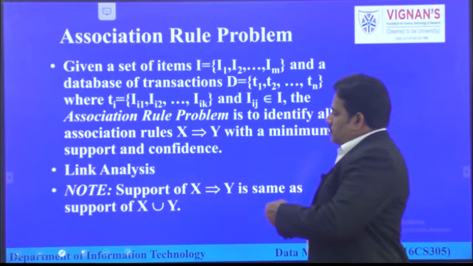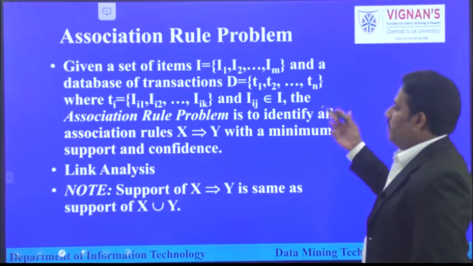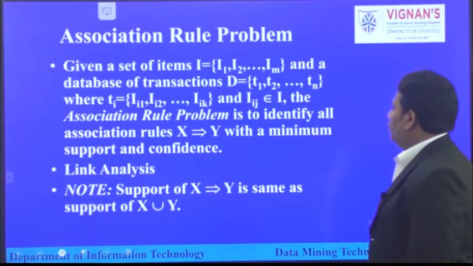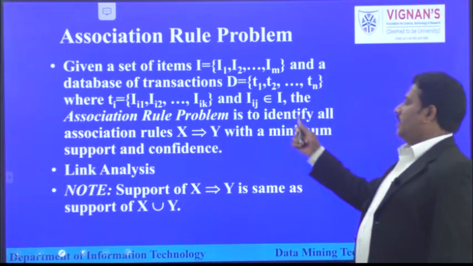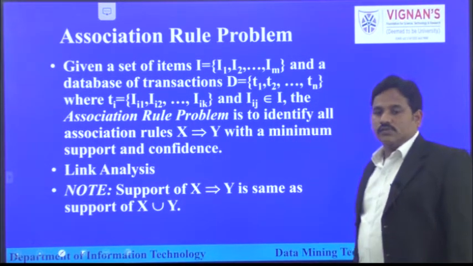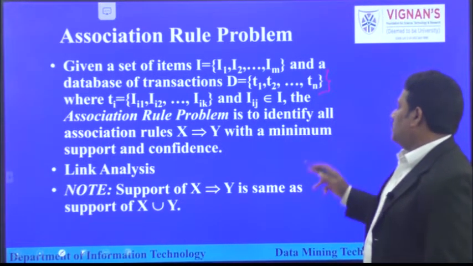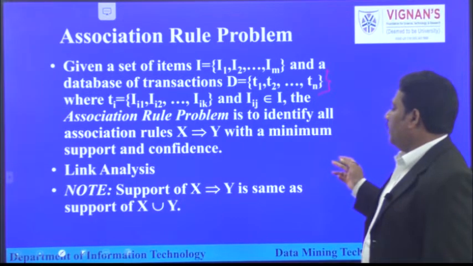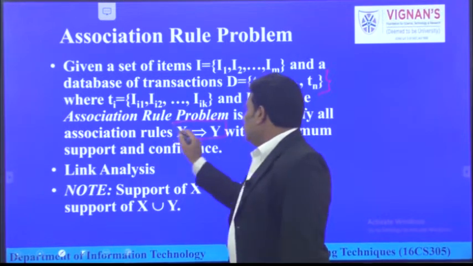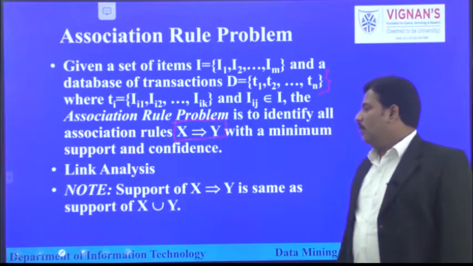Now we'll see the association rule problem. Let us assume we have an item set I which contains m items, I1, I2 up to Im, and we have a database of transactions D, which we have already seen. D is the total number of transactions which are completed. Here Ti and Ij are the association rule we are going to identify with a minimum support and a minimum confidence. Here we are trying to predict the minimum support and minimum confidence between X and Y.